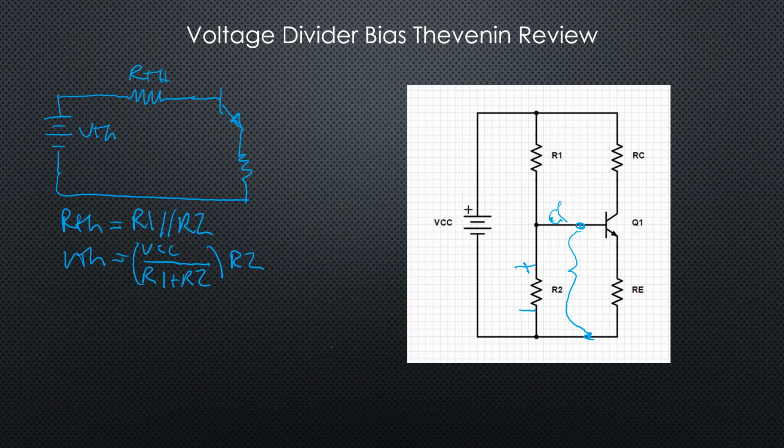Now, if I've got VThev and I've got RThev, I've got RE right here. If I write a loop equation, I can now, because I'm interested in solving for IB. So I'm going to write a loop equation here. That gives me minus VThev plus VRThev plus VBE plus VRE has to equal 0.